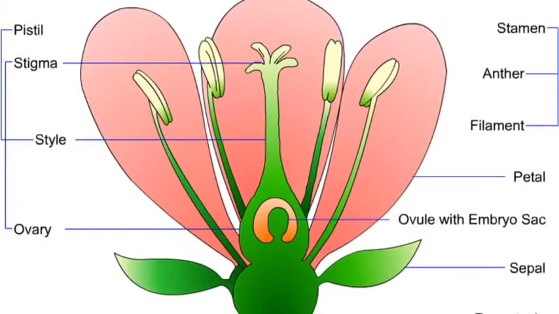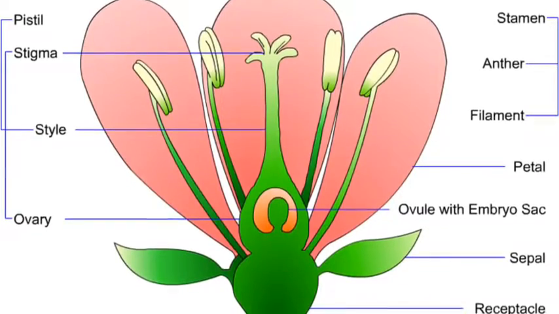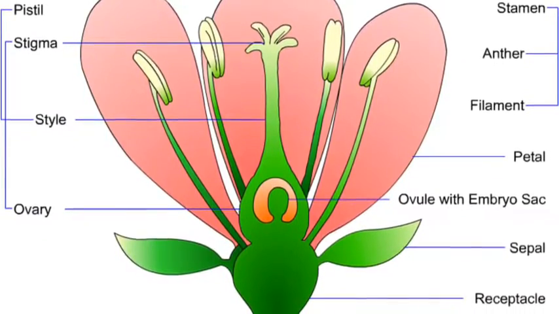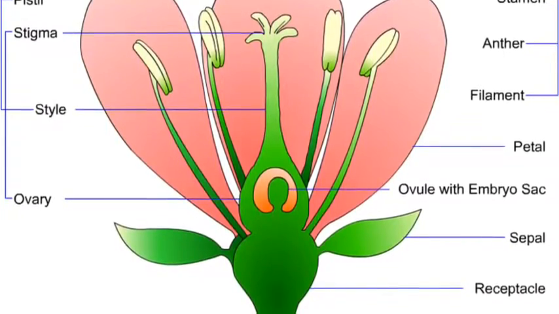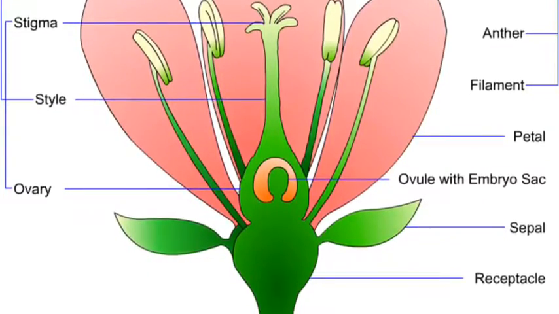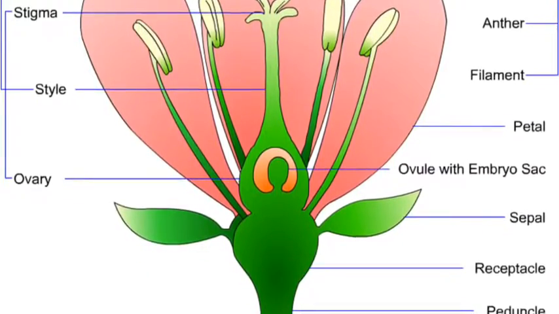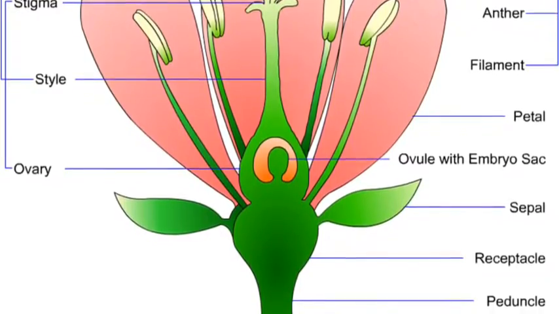So here you have your classic diagram of a flower, and you can see all the parts. It has the ovaries, all the reproductive systems, the stem. So this is the complete diagram of a flower.